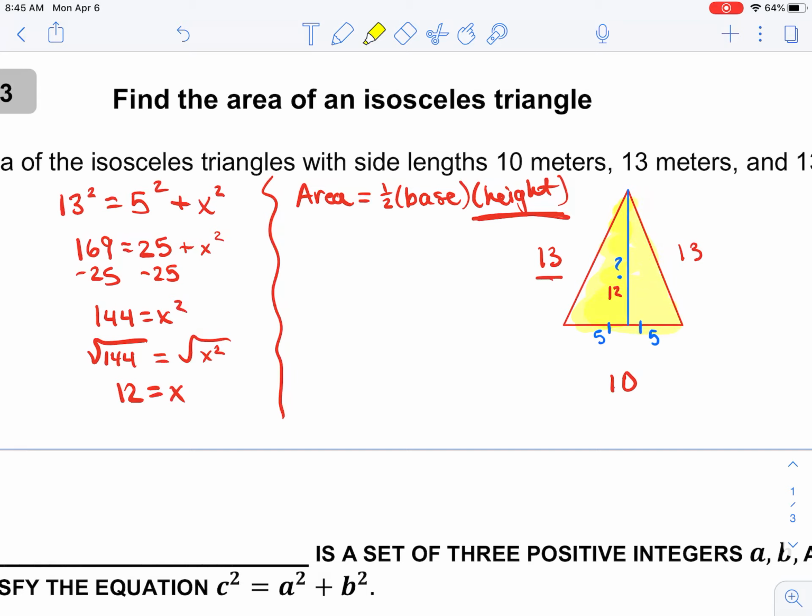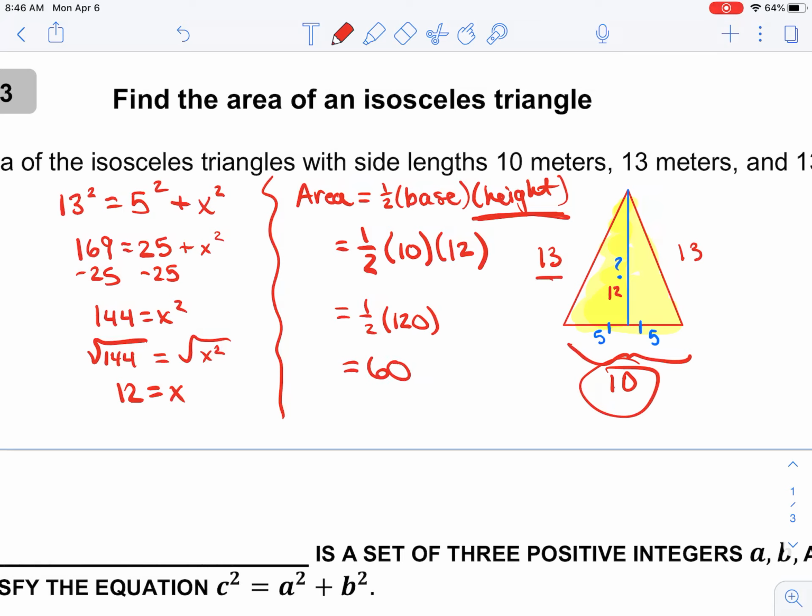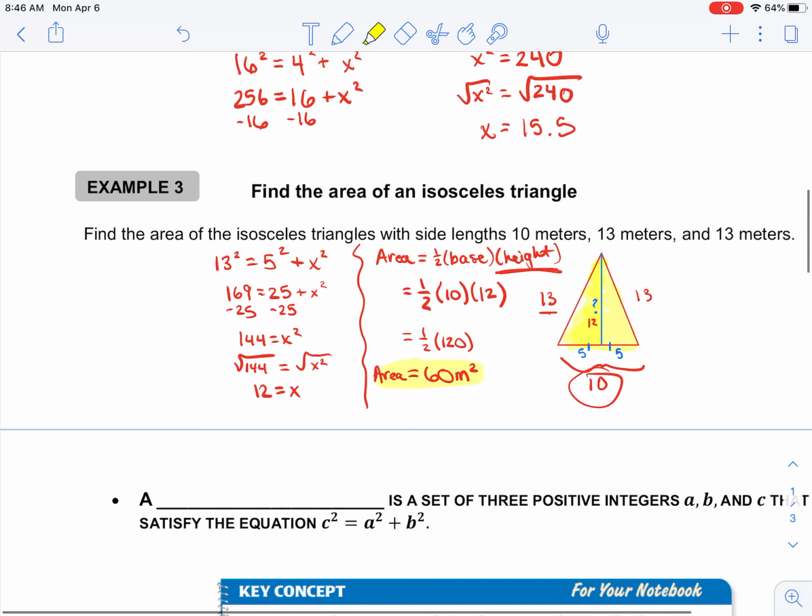So you want to be a little careful here. When we fill this in, we have 1/2. Our base is actually 10, because it's the entire base, times our height, which we figured out was 12. So this equals 1/2 times 120. Half of 120 is 60. And then our units here, it was meters, so it'd be meters squared, because area is always in square units. So our area is 60 meters squared. And that's how you're going to find the area of a triangle.